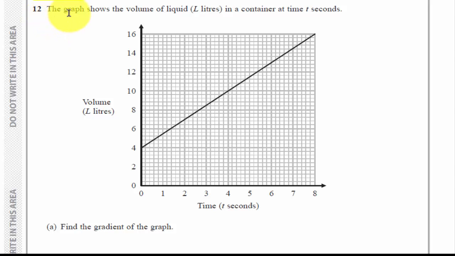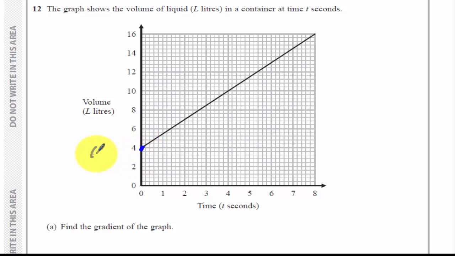Question 12. The graph shows the volume of liquid, L measured in litres, in a container at time t seconds. Part A, find the gradient of the graph. Now the gradient is the rate of change of the graph. So we pick 2 points which have whole number values.